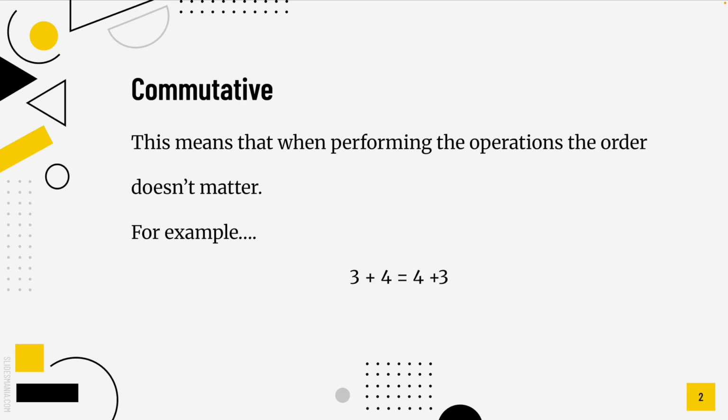So the commutative property tells us that the order doesn't matter. For example, 3 plus 4 is the same as 4 plus 3, and 3 times 4 is the same as 4 times 3. Not everything has this. For example, 3 subtract 4 and 4 subtract 3 isn't the same. But the commutative property happens when it doesn't matter. You get the same result if you flip them around.